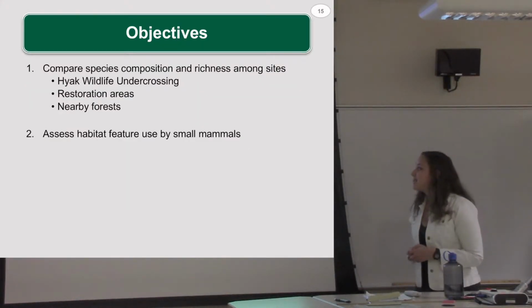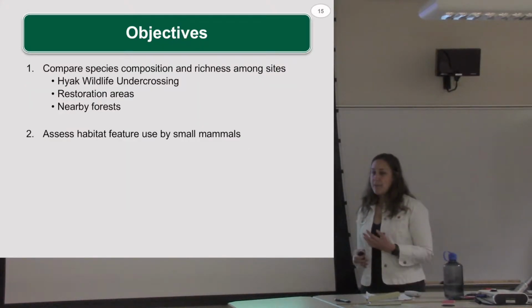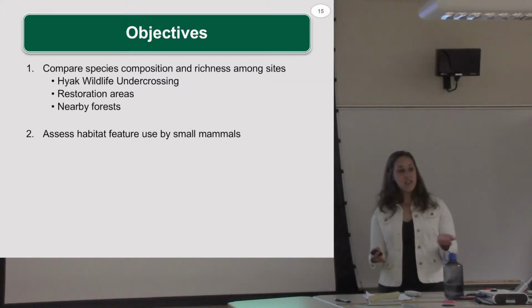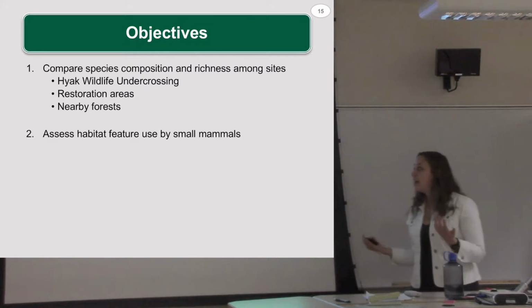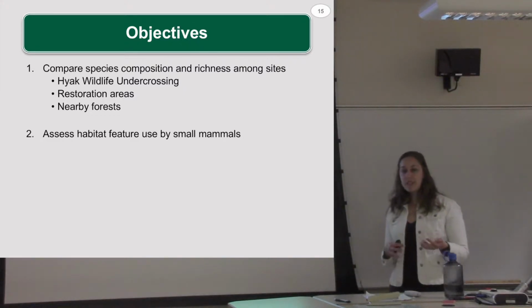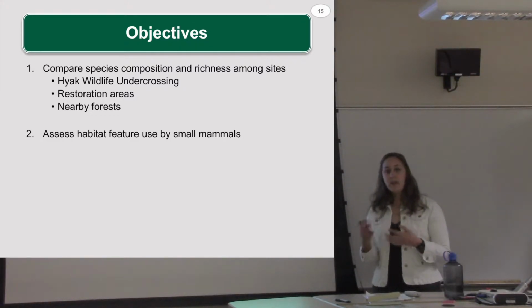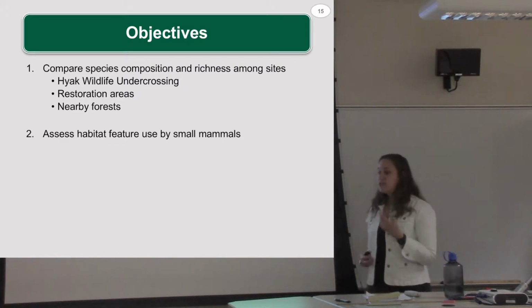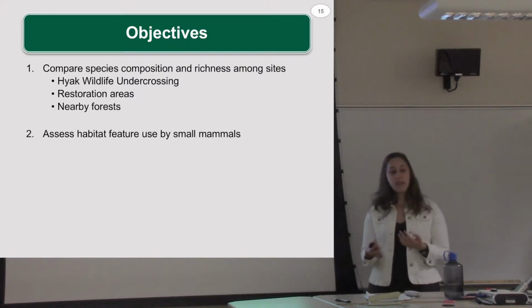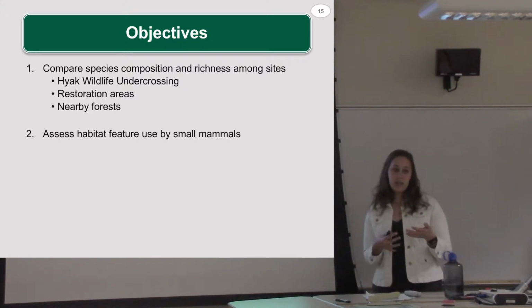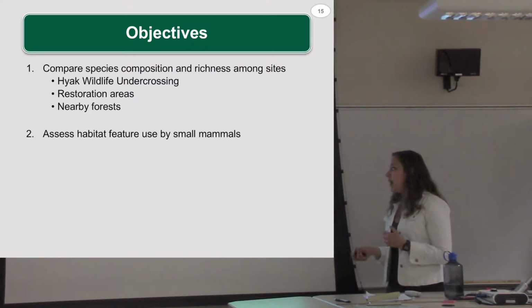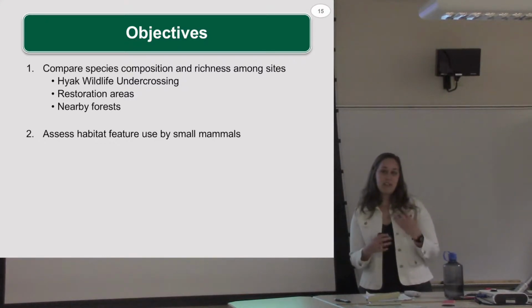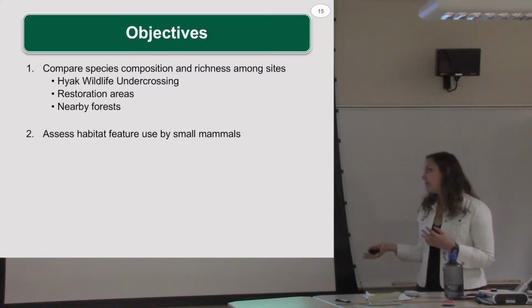This brings me to my objectives, which was ultimately to compare species composition and richness between the crossing structure, the adjacent restoration sites, and then compare that to the nearby forest, with the forest being the baseline small mammal composition I would expect. Additionally, I was curious to assess how small mammals were using habitat features in the crossing structure and the restoration sites, and compare how those constructed habitat features were potentially used differently than the features in the forest.